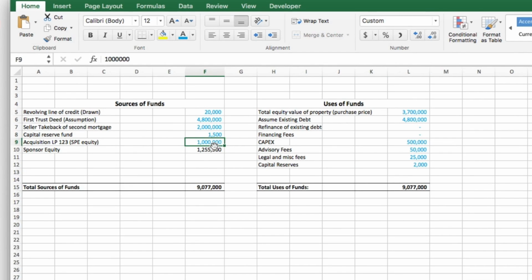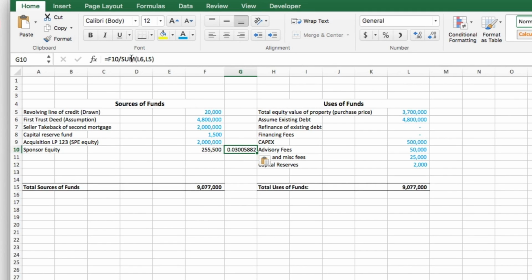If I'm able to raise more than $1 million, let's say I'm able to raise $2 million, the only thing that the sponsor then in this case needs to come to the table with is $255,500. Now, that is assuming that the bank or the lender is going to allow you to get away with contributing only $255,500.